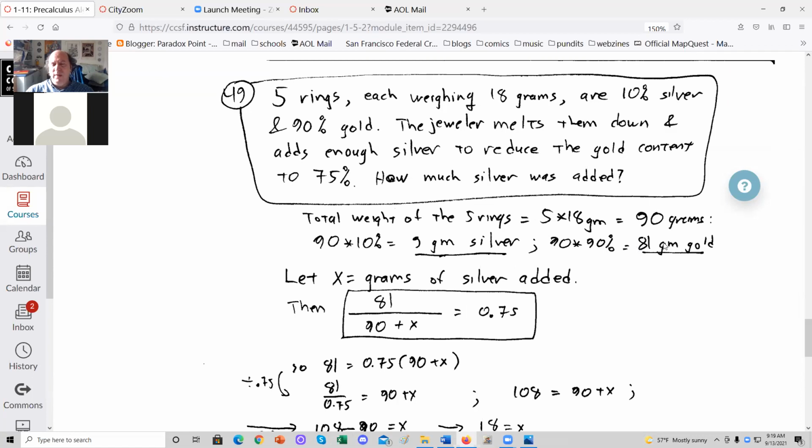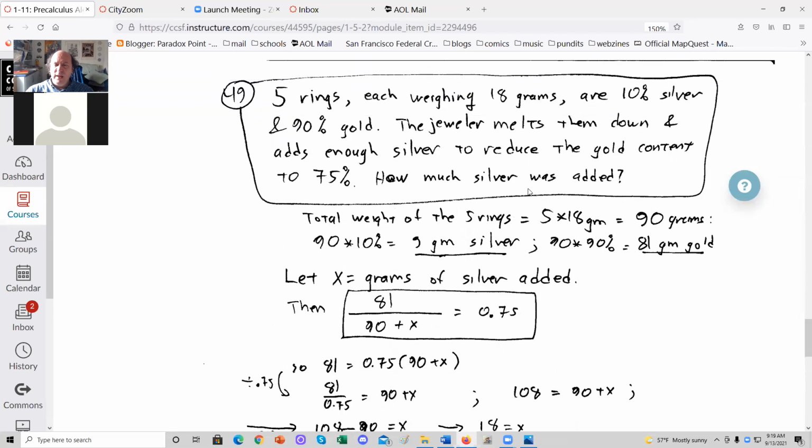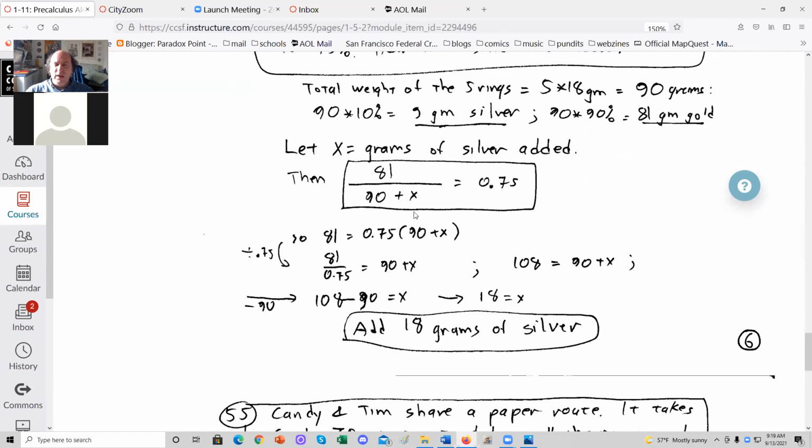Now here's what we have. We want to add X grams of silver. So it'll be 81 grams of gold over 90 plus X grams total, because we're starting with 90 total and adding X grams of silver. 81 over 90 plus X is 75%. 81 over 90 plus X equals 0.75. Here's the equation. We solve it first by transposing 90 plus X.